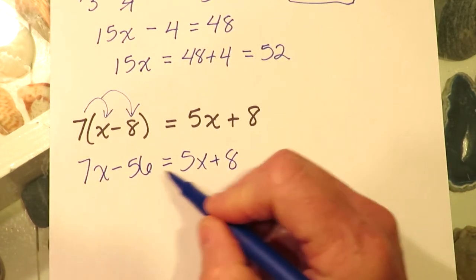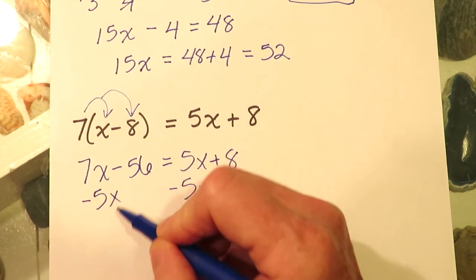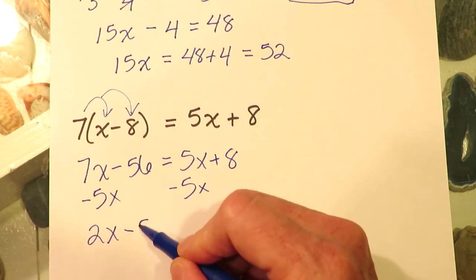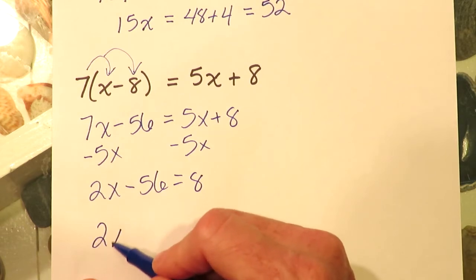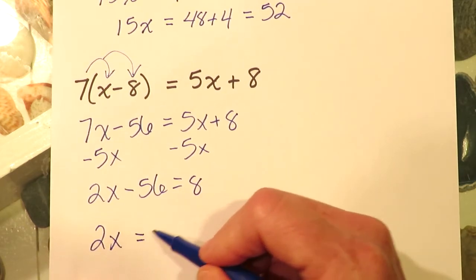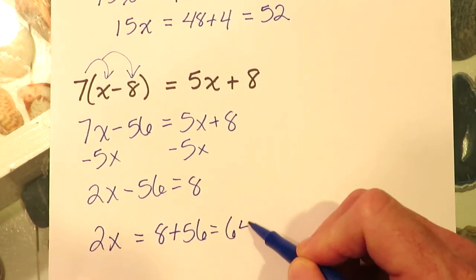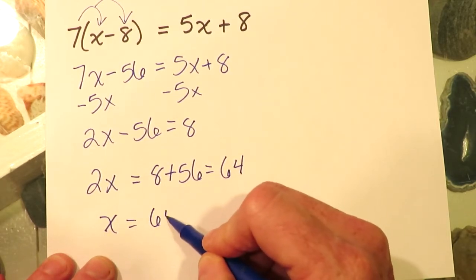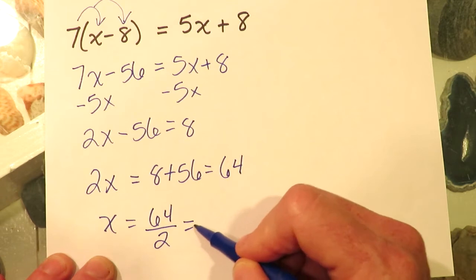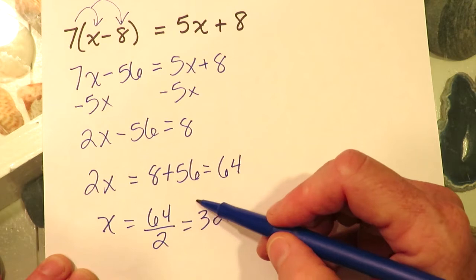And I'm collecting like terms, so I'm going to subtract 5x from both sides. And that gives me 2x minus 56 equals 8. And then if I add 56 to both sides, 8 plus 56 is 64. And so then x will be 64 divided by 2, or 32. So again, I'm dividing by 2 to undo the multiplying by 2. So it looks like I have a solution.